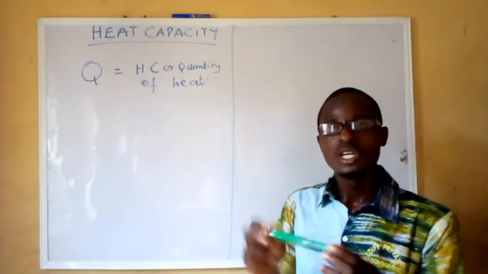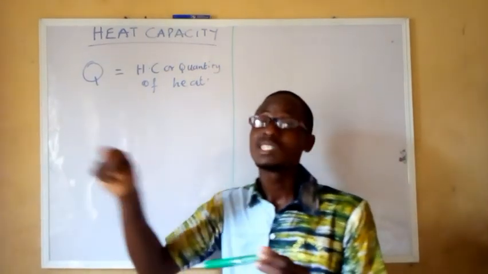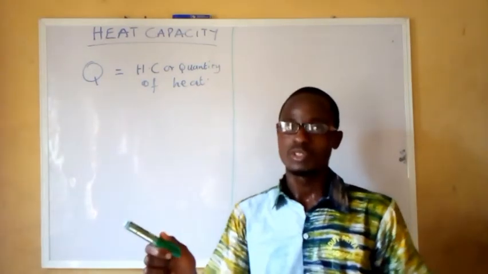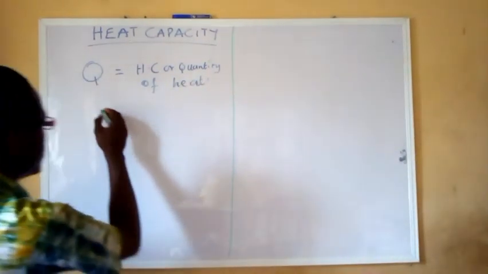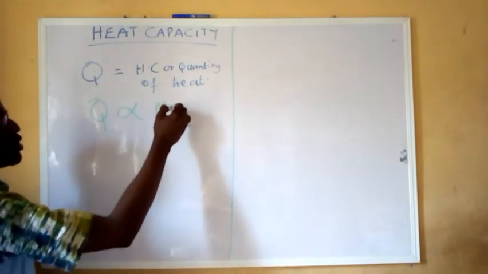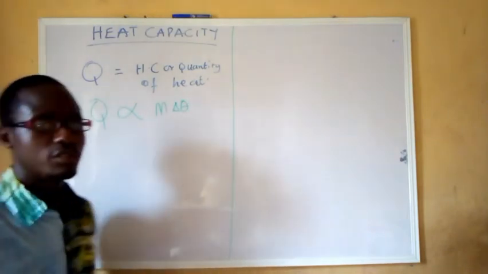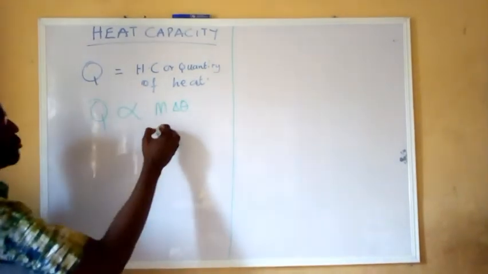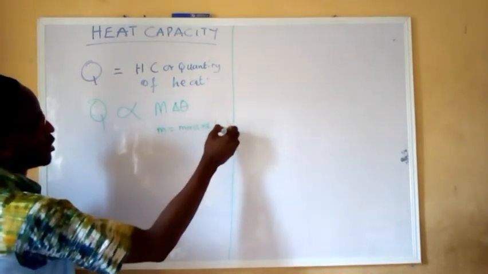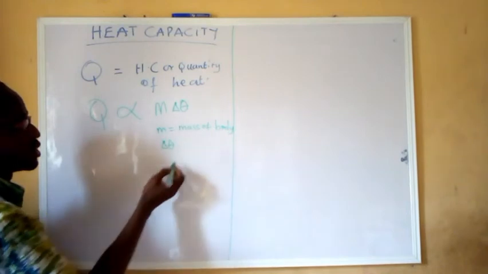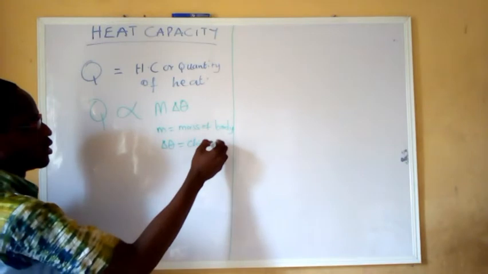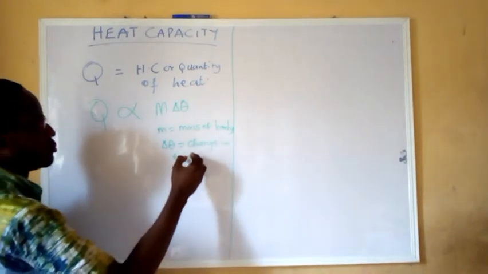The product of the two is directly proportional to the heat capacity of that body, not the heat I supplied to the body to get the temperature difference. So now we can say the quantity of heat Q is proportional to the mass times the change in temperature of the body. Don't forget, M is the mass of the body and change in theta represents the change in temperature of the body.